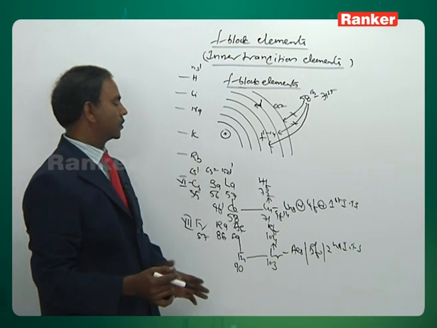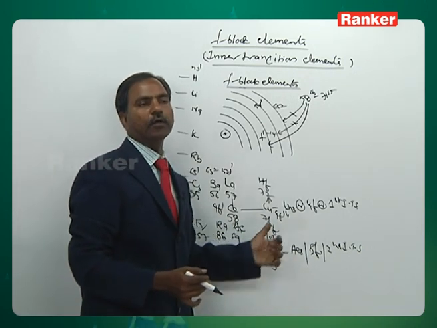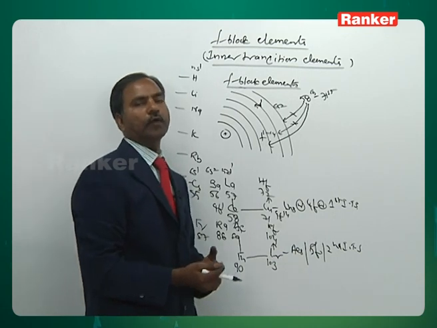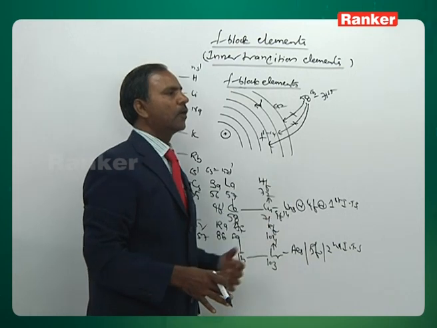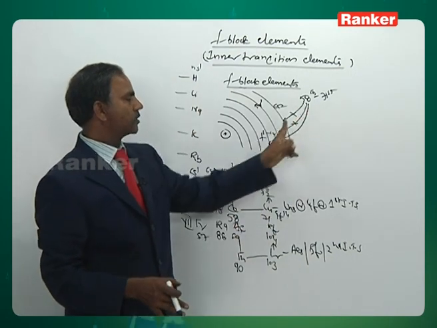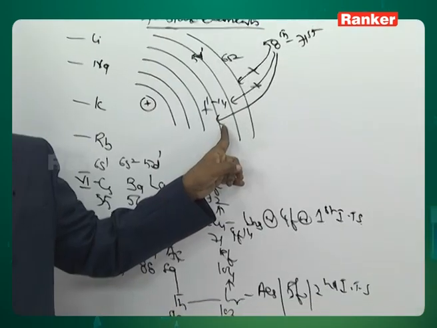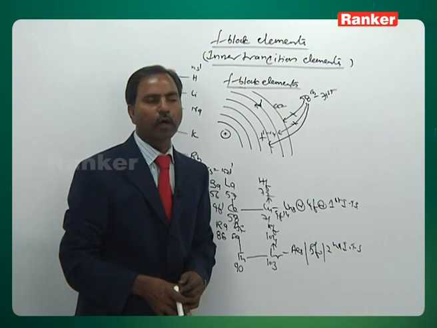So the elements in which the differentiating electron enter into f orbitals of anti-penultimate shell are known as what? F block of elements. The elements in which the differentiating electrons entering into f orbitals of anti-penultimate shell are known as what? F block of elements.